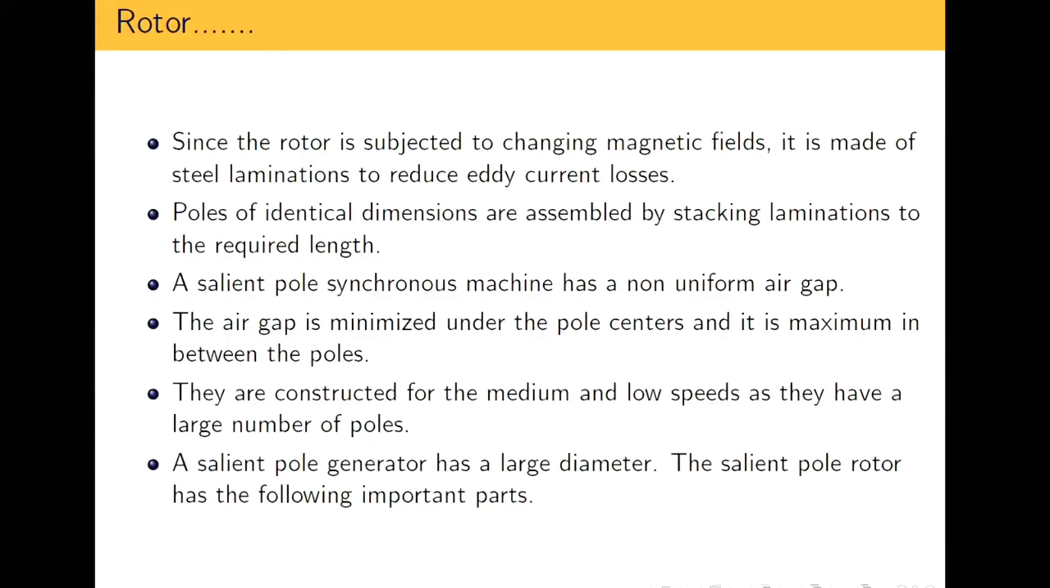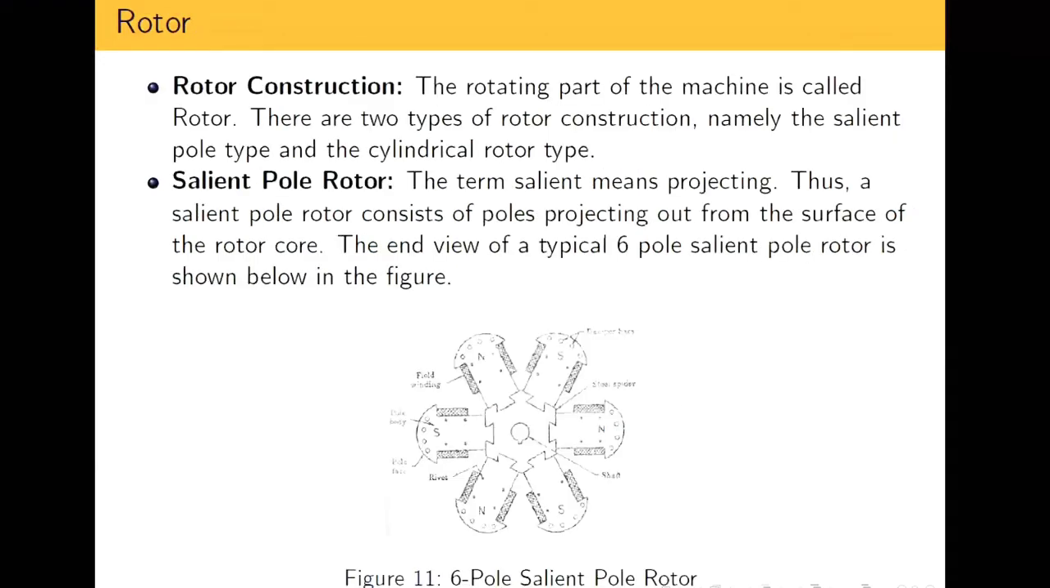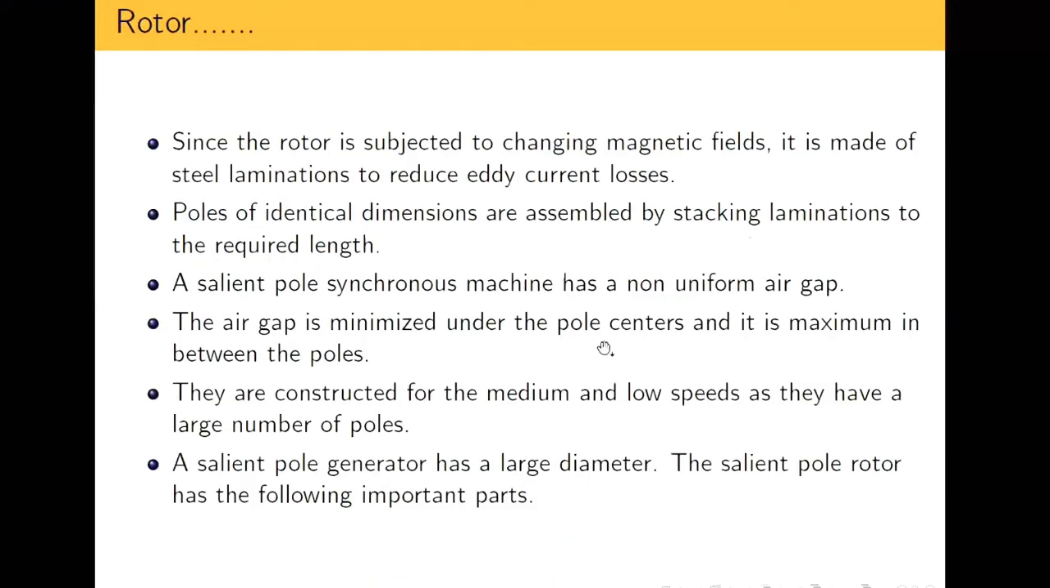The air gap is minimized under the pole centers, right? The air gap is minimized under the pole centers. Here at this region, air gap is minimized. See here, this is less air gap, but as you go along, maximum in between the poles. Obviously there is more air gap, maximum air gap, and they are constructed for medium and low speeds as they have a large number of poles.